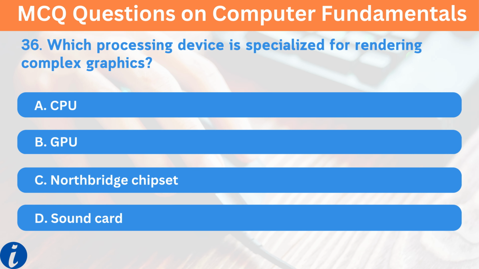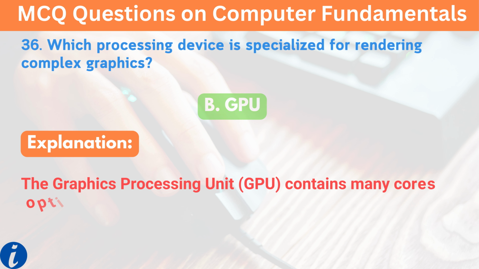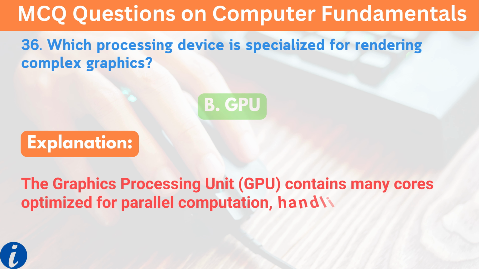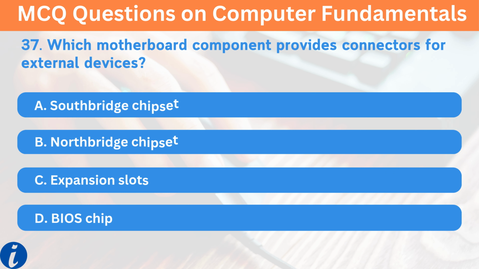36. Which processing device is specialized for rendering complex graphics? A. CPU. B. GPU. C. Northbridge chipset. D. Sound card. The correct answer is B. GPU. Explanation. The graphics processing unit, GPU, contains many cores optimized for parallel computation, handling rendering tasks more efficiently than the CPU.